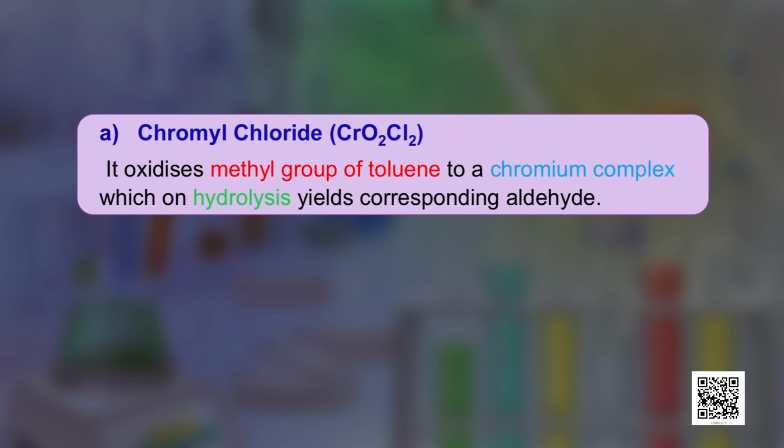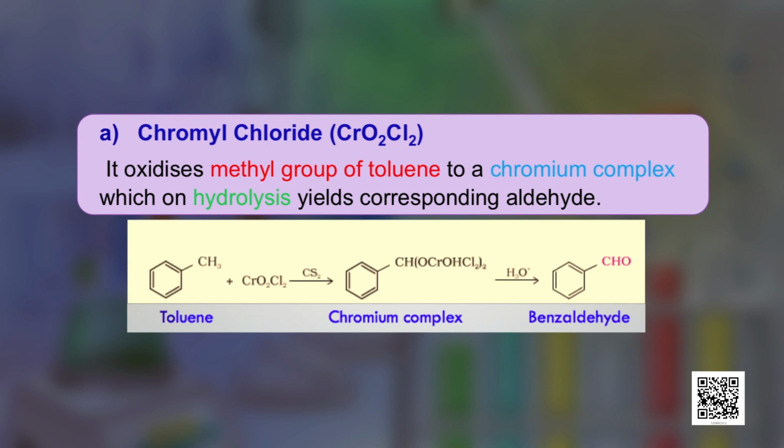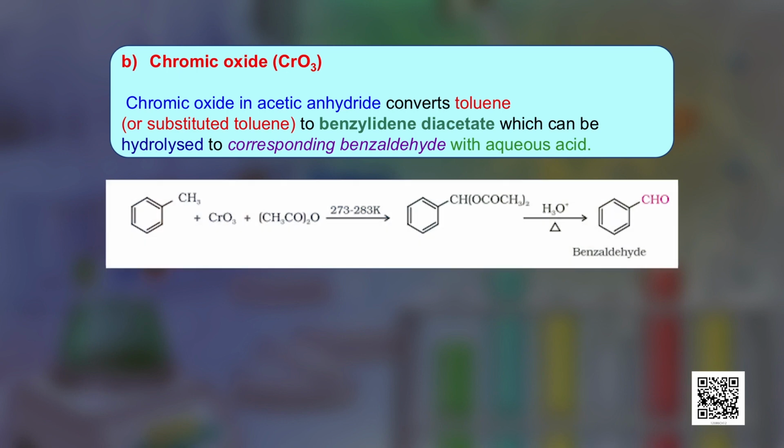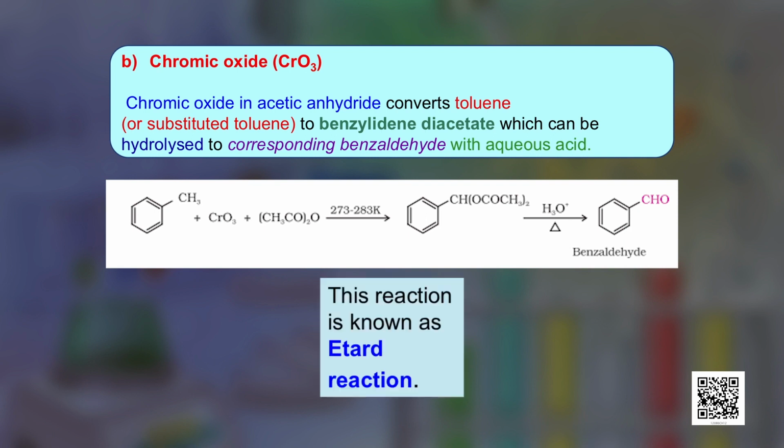We will first consider the reaction with chromyl chloride, that is CrO2Cl2. It oxidizes the methyl group of the toluene to a chromium complex, which on hydrolysis yields the corresponding aldehyde. You can see here the complex formed, and we get benzaldehyde as a product from the toluene. The second method involves chromium oxide in acetic anhydride, and it converts the toluene or the substituted toluene to the corresponding benzylidene diacetate, which can be further hydrolyzed to the corresponding benzaldehyde with aqueous acid, and this reaction is known as Etard reaction.